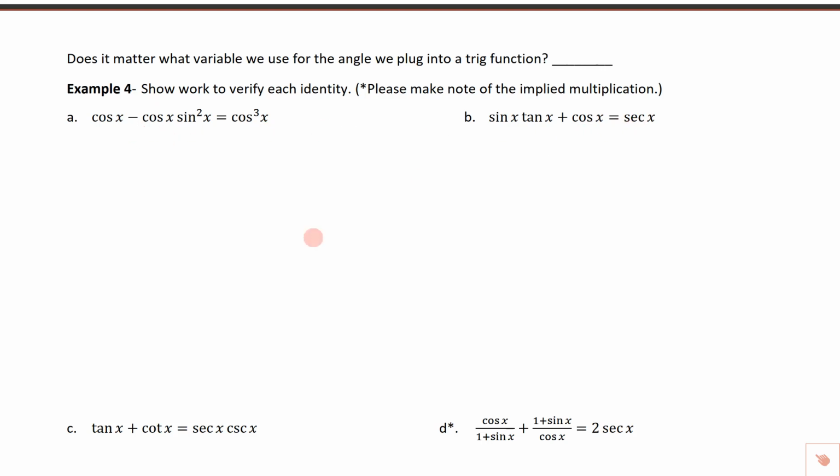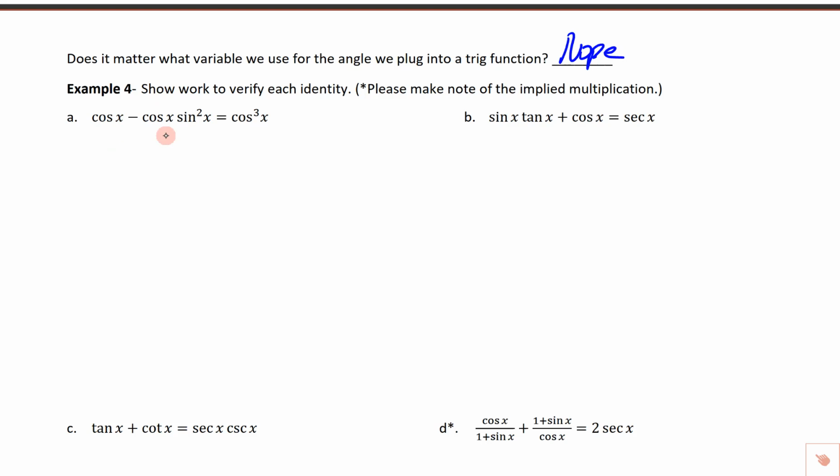You'll notice on this one, we're now writing things in terms of x. Does it matter what variable we use for an angle? No. Doesn't make any difference at all. So we could use theta, alpha, beta, gamma. Those are the Greek letters that are often used. We can use x, we can use y. Whatever you want to use is totally okay.